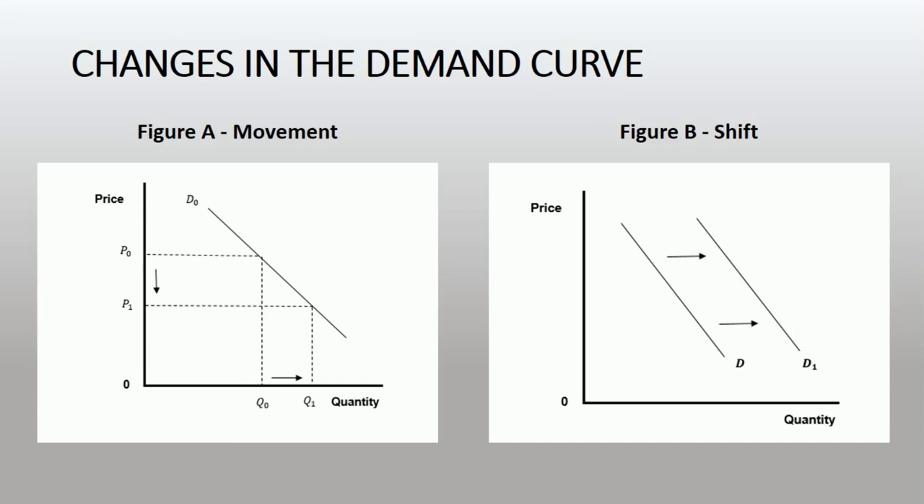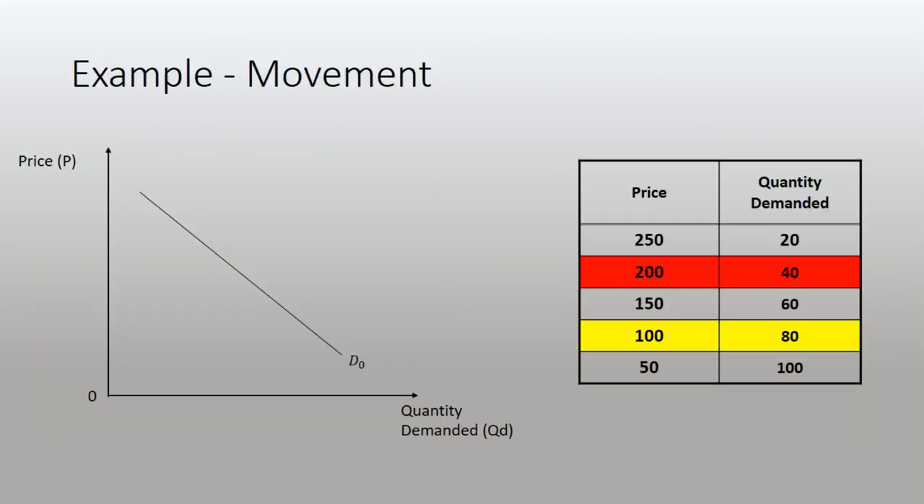A shift of your demand curve occurs when a factor besides price changes occurs. This means that your demand will either increase or decrease, but prices will remain constant. Let's look at an example to illustrate these changes in the demand curve. We'll start off with a movement.